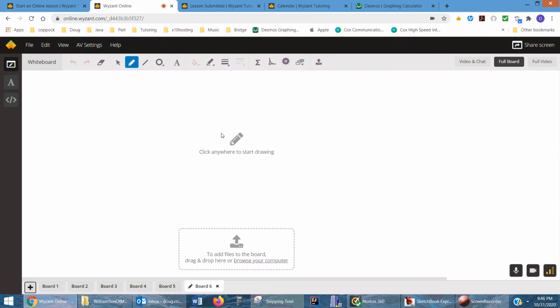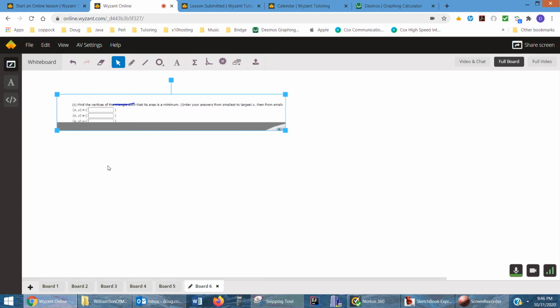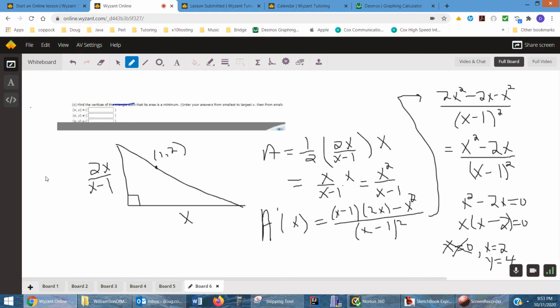So it says find the vertices of the triangle such that its area is a minimum. Order your answers from smallest to largest x. Okay, I'm going to pause the video. Okay, let's finish up here. So for this problem, we're supposed to find the value of x that minimizes the area of this same triangle. So this is still x.